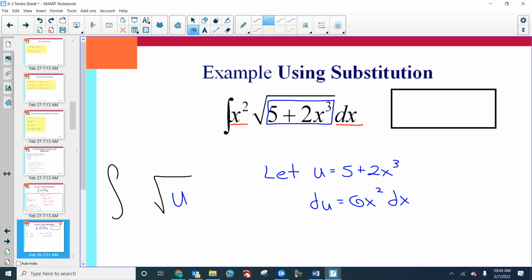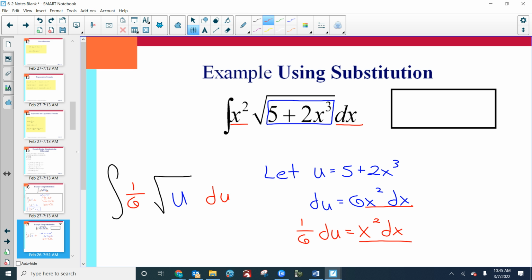I have to take up everything else in there. Do I have x squared dx? X squared dx, oh, I've got times 6. Well, that's easy to get rid of. Multiply by 1/6 on both sides. So 1/6 du equals x squared dx. So everything underlined in red is going to get replaced with a, help me out, 1/6 du. Is that a good substitution right now? Is everything taken care of? Yeah.